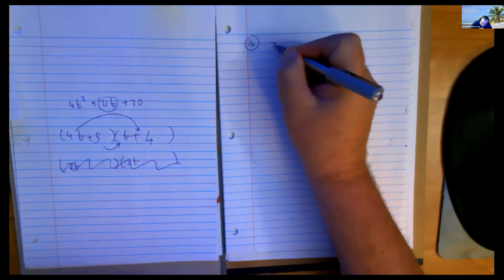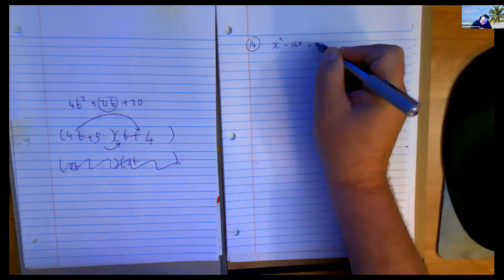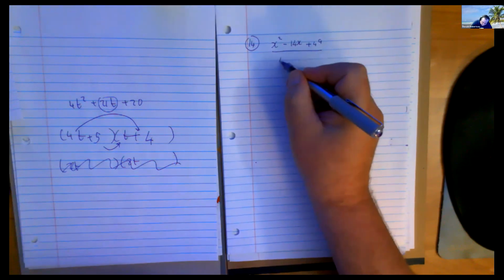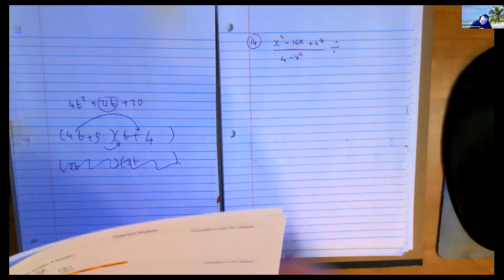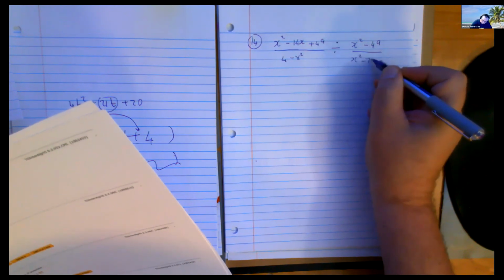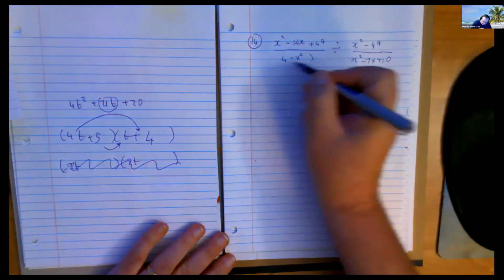So this one is question 14, and it's going to be x squared, take away 14x, plus 49 on the top. And on the bottom is going to be a 4 take away x squared. And then we have a divide. And then we have an x squared, subtract 49. And then we have an x squared, subtract 7x, plus 10. And I guess I should put some brackets around everybody.